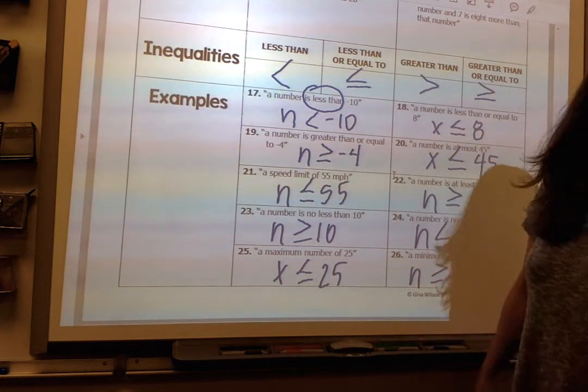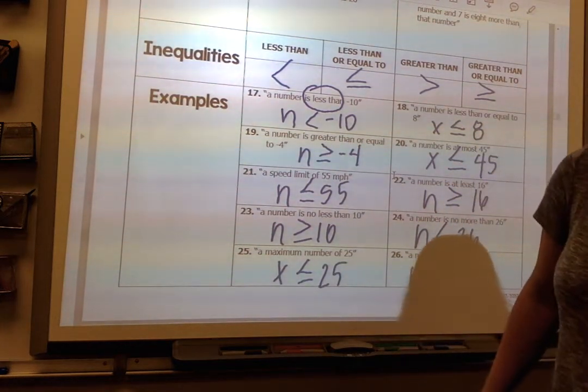Okay, so that is the language that we use for translating.